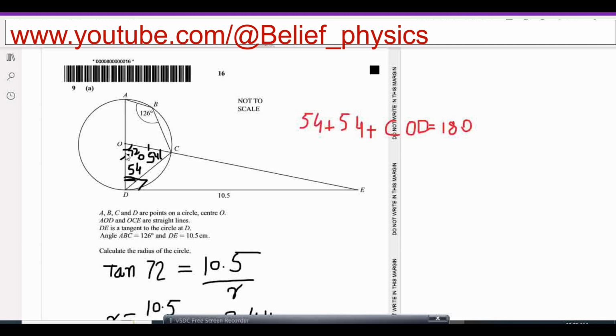Now this is O and this is D and this is the tangent. The angle between radius and tangent is 90. This angle is 72 and this is R, and this is given as 10.5. So in this triangle, tangent of 72 is equal to perpendicular over base, and the base is R.